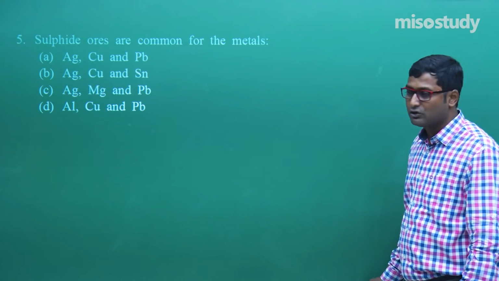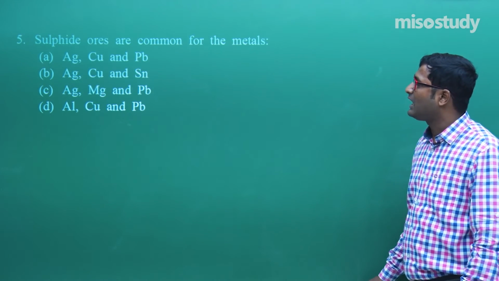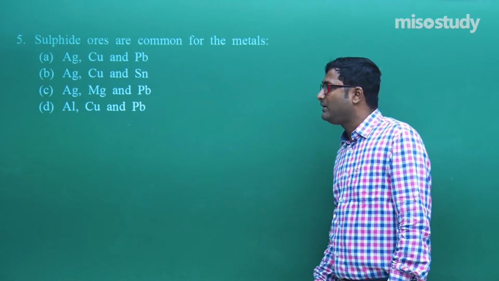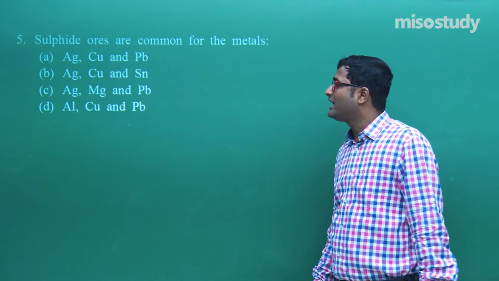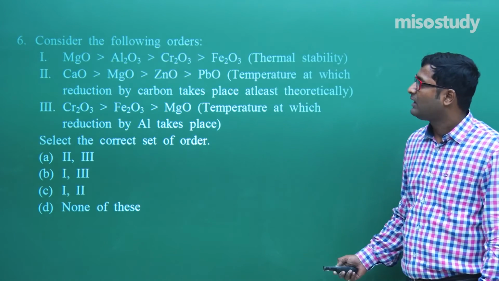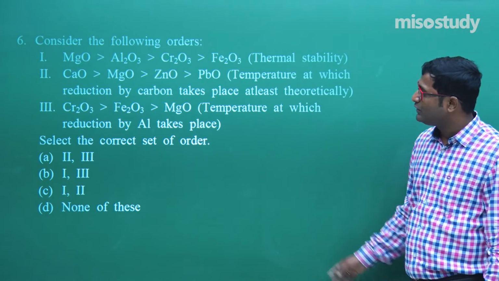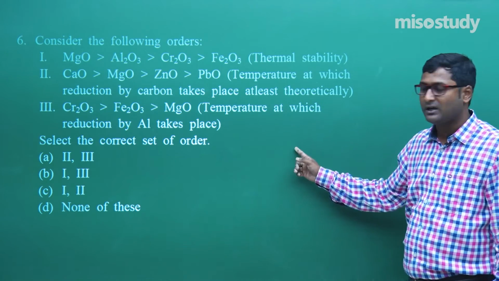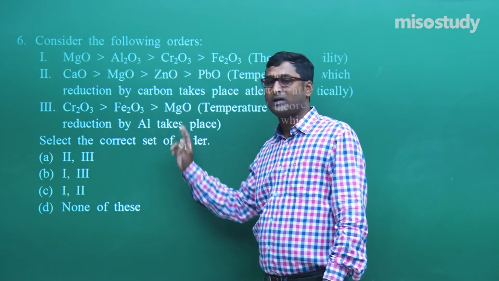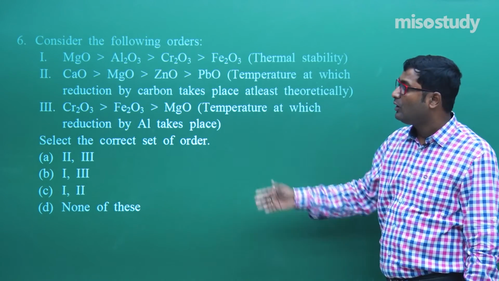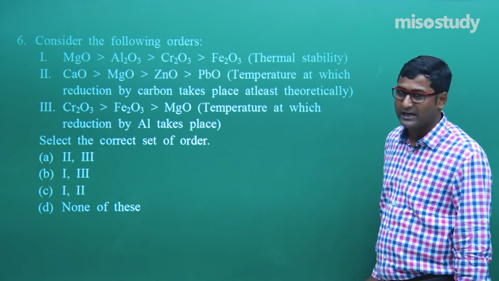Now let's move to question number 5. Sulfide ores are common for the metals, as we know, Ag, Cu and Pb. Ag2S, Cu2S, PbS. So for question number 5, A is the correct option. Now for question number 6, as I told you, the first option and second option are correct, but the third option is not correct. So the complete correct option here is 1 and 2. So for this question, C is the correct option.